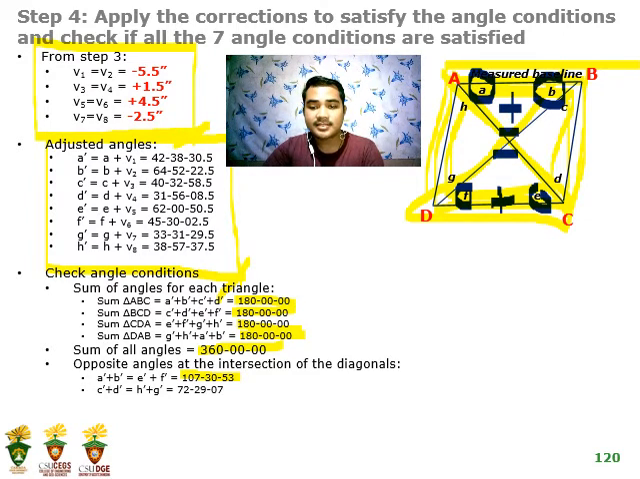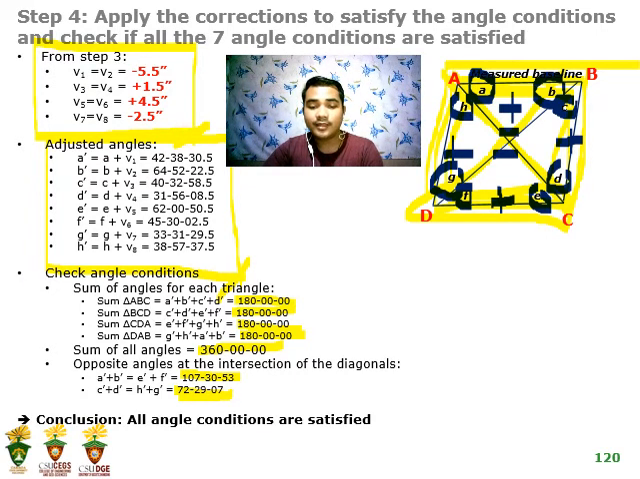As for C or D, when we add them, they should be equal to H or G when we add them. So when we add the two from the adjusted angles, we can have this value of 72 degrees, 79.07 seconds. Please check if this is correct, but it is correct because I also solved it. Therefore, we have proven all the conditions. Therefore, all angle conditions are satisfied.